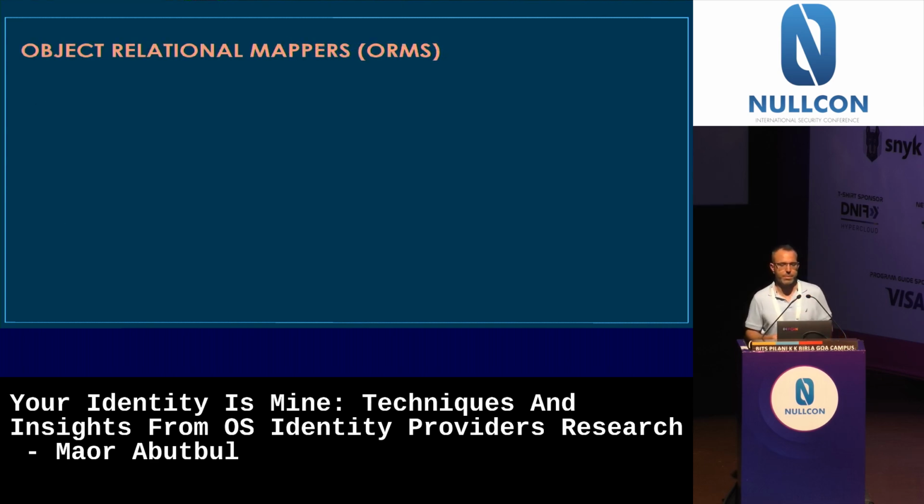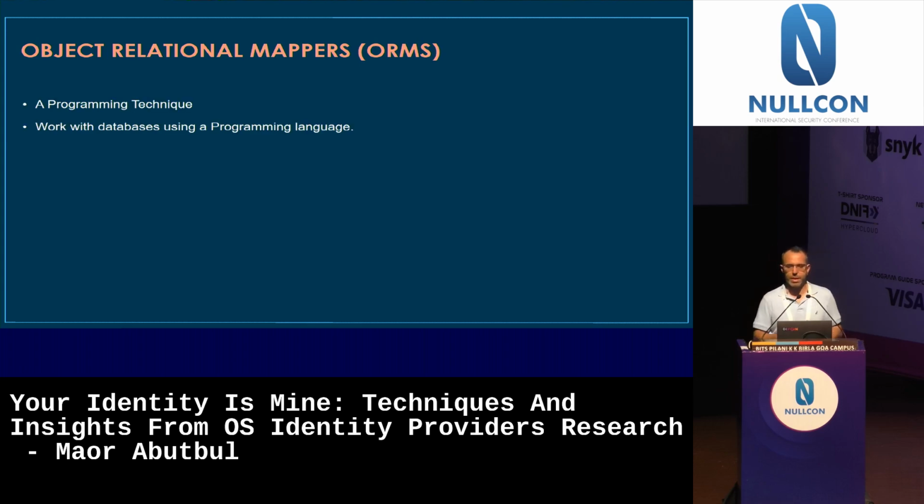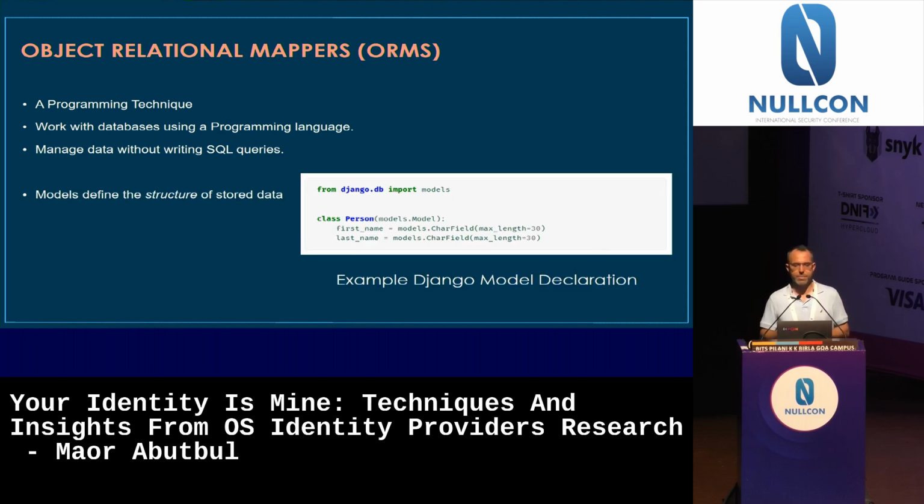Object Relational Mappers. ORMs are a programming technique used to convert data between relational databases and object-oriented programming languages. They allow you to manage data without using SQL queries. In ORMs, models define the structure of stored data. In the image we can see an example of a model created with Django, a Python framework that includes an ORM.